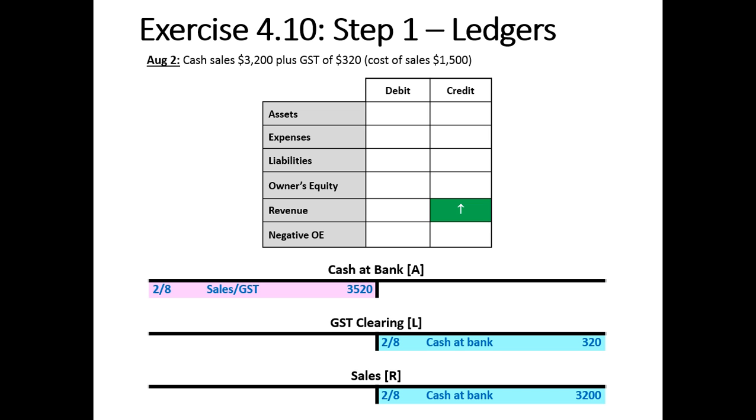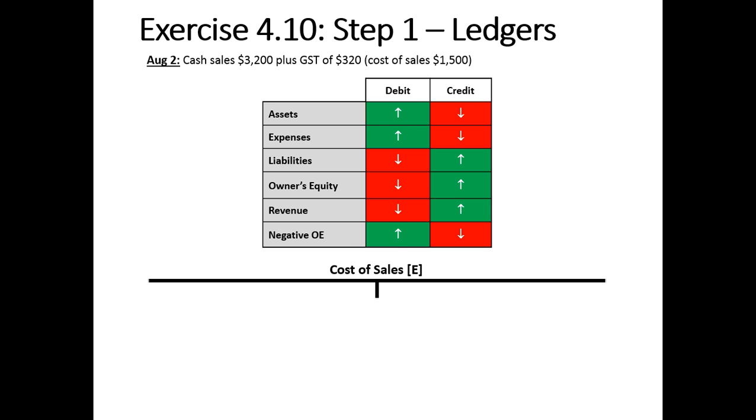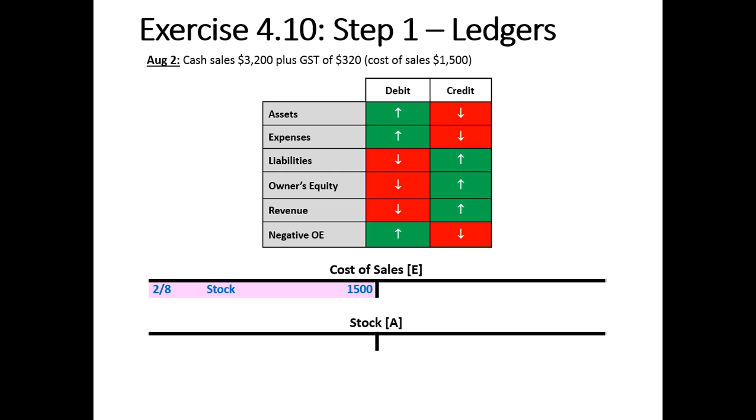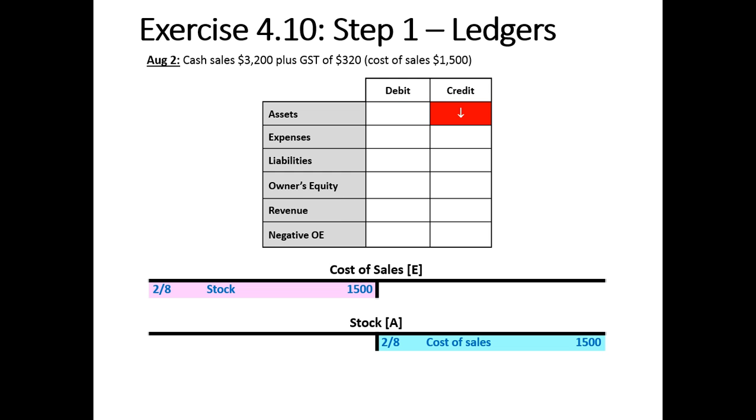Need to account for the cost of sale because we can't have a sale without a cost of sale, and cost of sale is an expense, so in this case that'll be a debit of $1,500. Stock is an asset, that's what's going to go down. We've had to sacrifice some stock, so that matches up our debit with our credit.